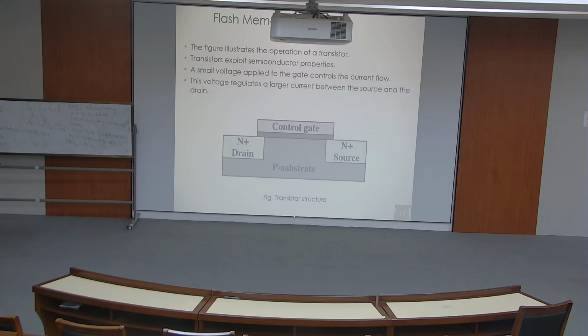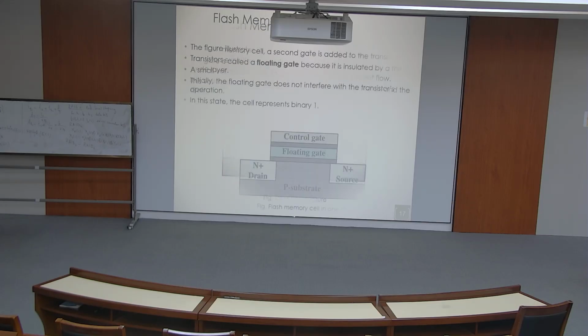Here, transistors exploit the semiconductor's properties, and a small voltage is applied to the control gate to allow the current to flow. This voltage has to regulate a large current between the source and the drain. So this is the structure of the transistors, which is going to help us understand the flash memory operation. Now, here we have a flash memory cell in one state.